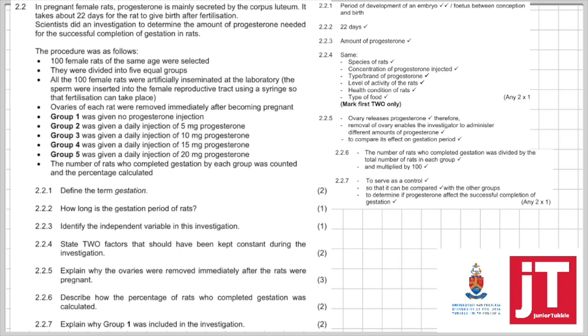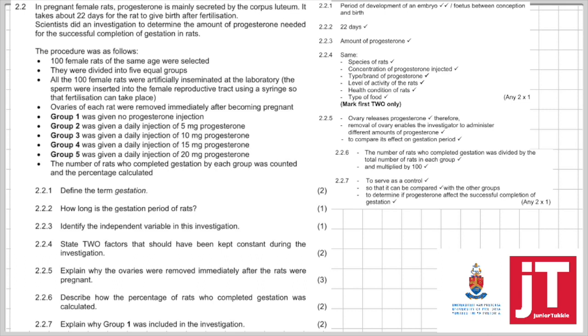100 female rats of the same age were selected. They were divided into 5 equal groups. All the 100 female rats were artificially inseminated at the lab, meaning the sperm were inserted into the female reproductive tract using a syringe so that fertilization can take place. The ovaries of each rat were removed immediately after becoming pregnant.